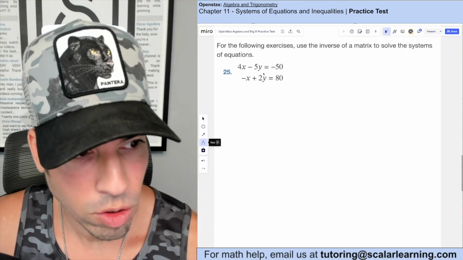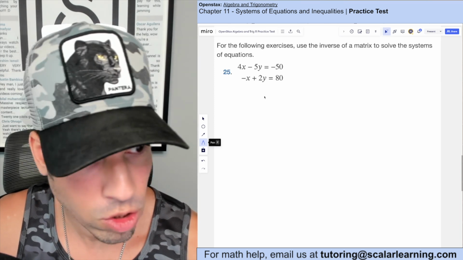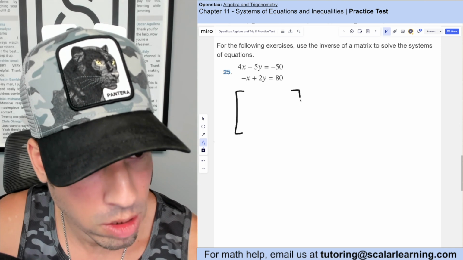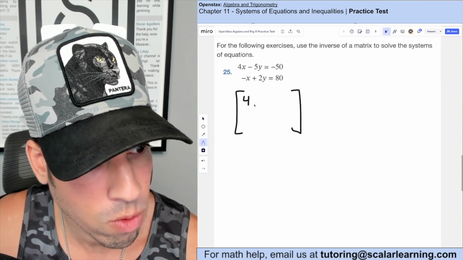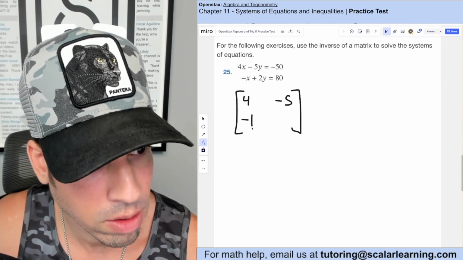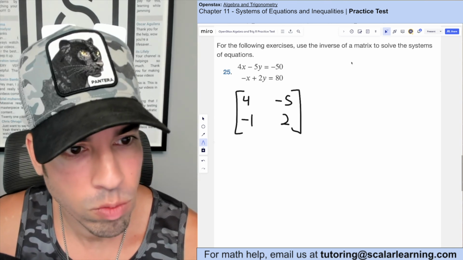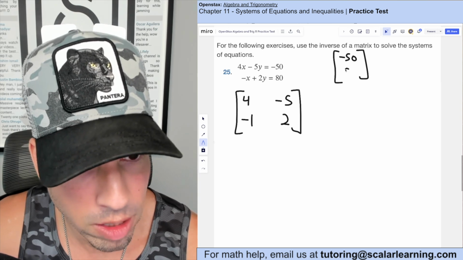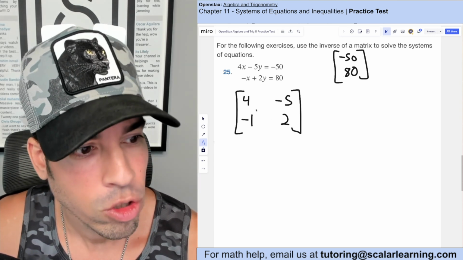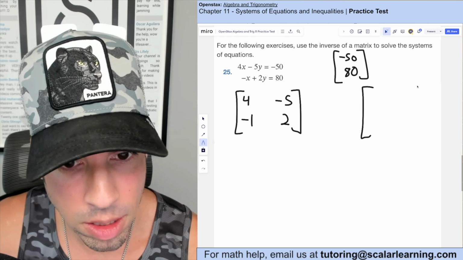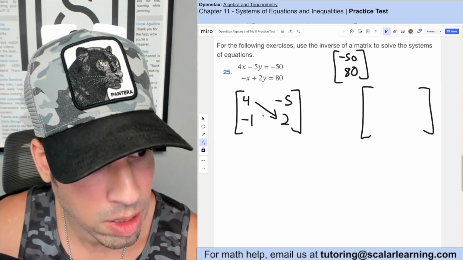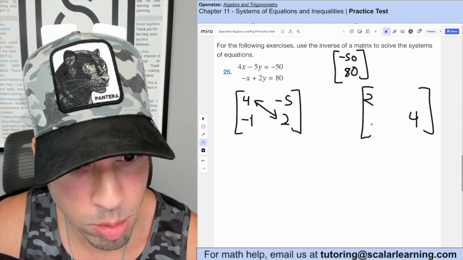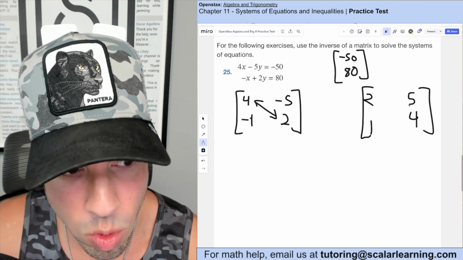So for this one, we're going to use the inverse of this matrix to solve. So let me show you how we're going to start to set this up, right? First, we've got our matrix of these coefficients. We got 4, -5, -1, and 2. And remember those solutions on the other side. We're going to keep them here for now, and we're going to use them later. So -50 and 80. So to find the inverse, the first step is I'm going to swap these two. So we got a 2 up here, a 4 down here. And then these two are going to stay as is, but we're going to negate them as 1 and 5.